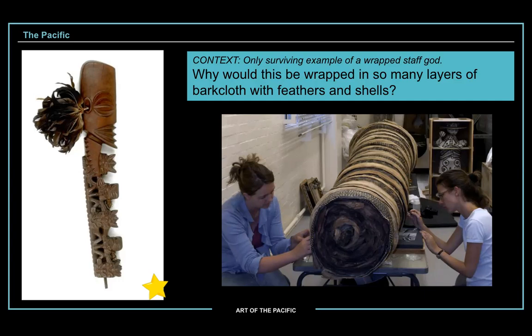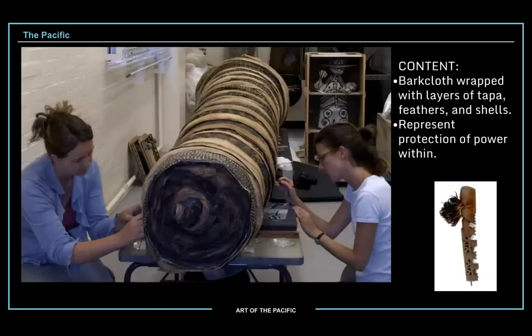To protect it, right? Protect it. These staff gods are not very common. Supposedly, this is one of the only few examples of a wrapped staff god. We do have some staff gods. You can find them in different museums around the world, but there's not a lot of them that have actually been found. It's still wrapped. Okay, so this one's kind of special. It is not only wrapped in the bark cloth, which is the tapa, but it also has feathers and shells embedded in those layers.